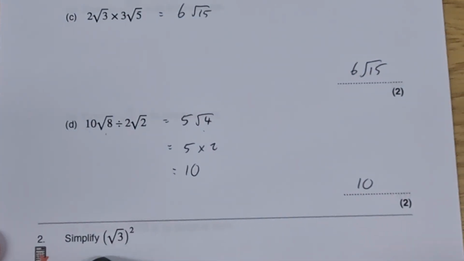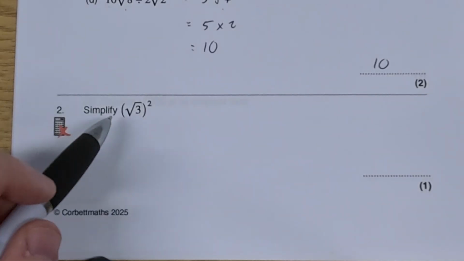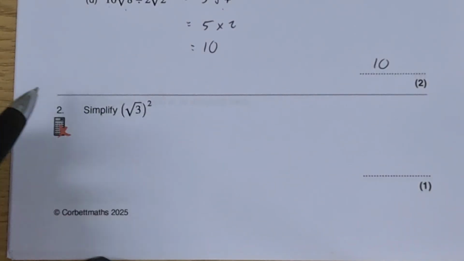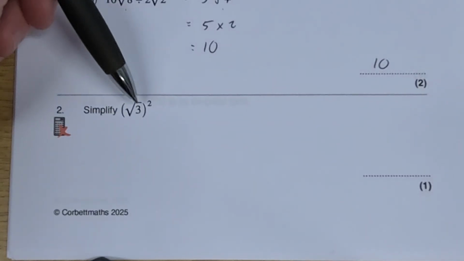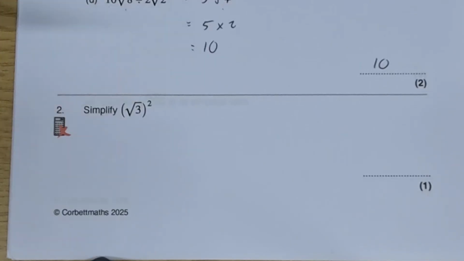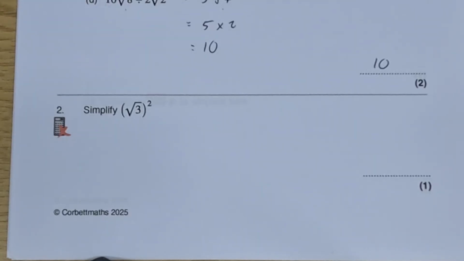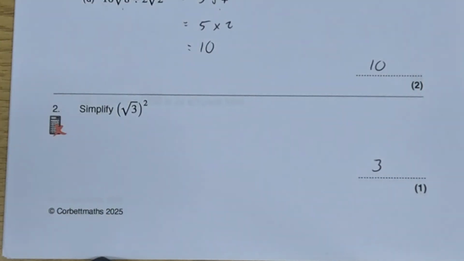Okay, let's look at our next question, question number 2. We've been asked to simplify the square root of 3 squared. There are a few different ways you could approach this question. One approach is to think, if we're square rooting something and then we're squaring, we're just going to be left with what that something was. So the answer would just be 3, because to square root and then to square are inverse operations, so you end up with what you started with. So the answer would just be 3. That's one way to approach it.